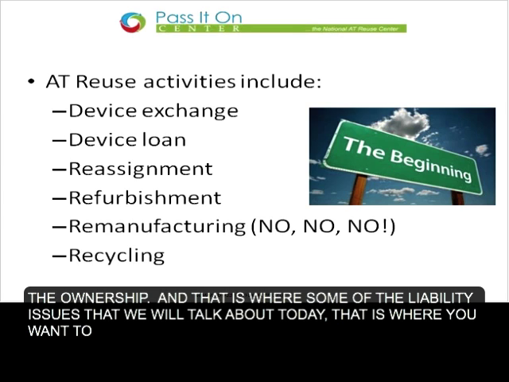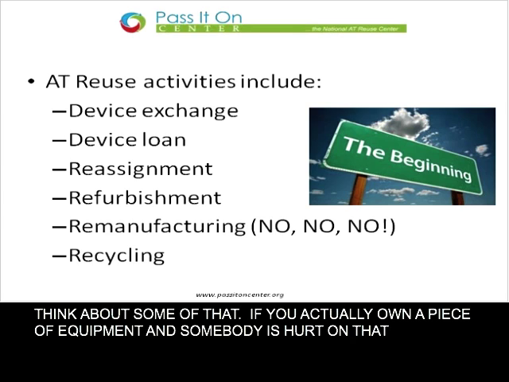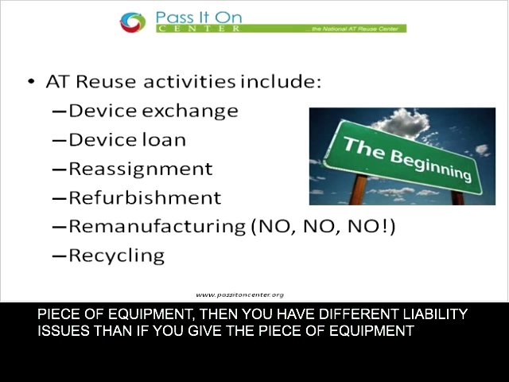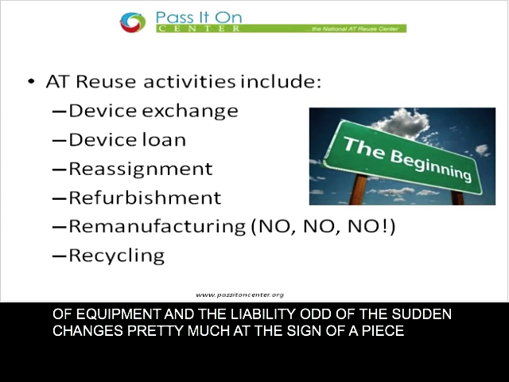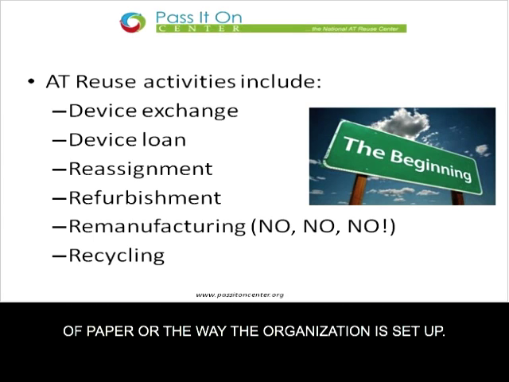And that's where some of the liability issues that we're going to talk about today come in. That's where you want to think about some of that. Because if you actually own a piece of equipment and somebody gets hurt on that piece of equipment, then you have different liability issues than if you transfer that ownership to somebody else. Then it's their liability. It's their piece of equipment, and so the liability changes pretty much at the sign of a piece of paper, or just the way that your organization is set up.